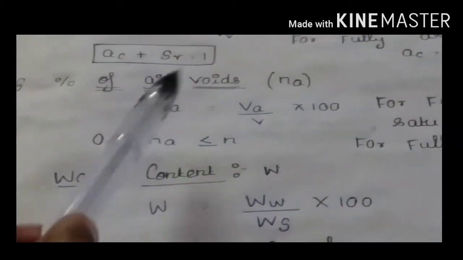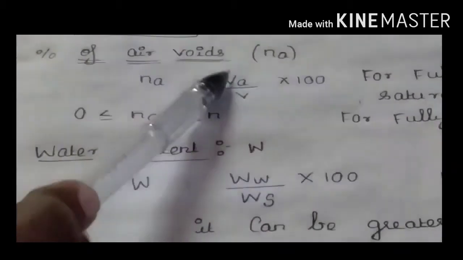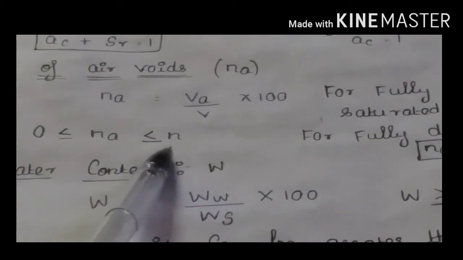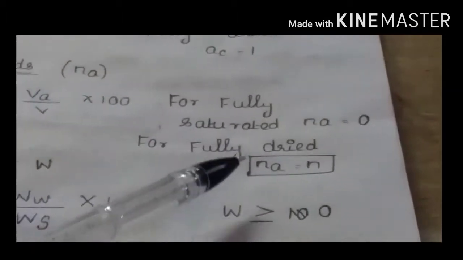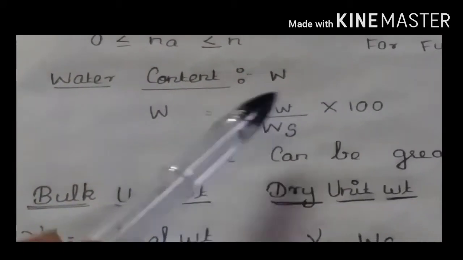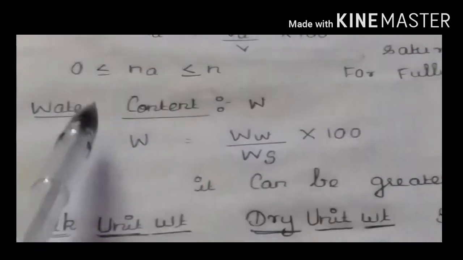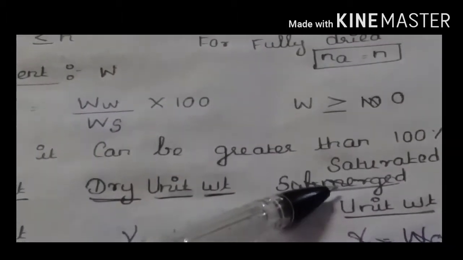Then percentage of air voids indicated by Na. Na is equal to Va divided by V into 100. The percentage of air void value ranges from 0 to n. So, for fully saturated, Na is equal to 0. For fully dried, Na is equal to n. Then water content, w. w is equal to weight of water to the weight of the solids into 100. The value of water content can be any value greater than 0. Sometimes it can be greater than 100%.